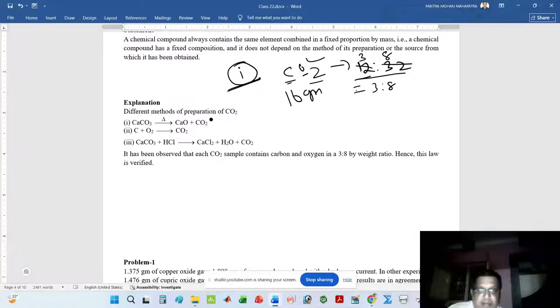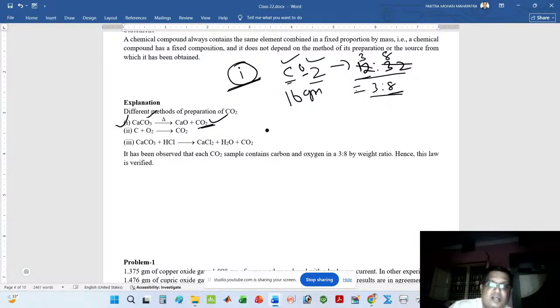And I am thinking about this carbon dioxide, the carbon dioxide prepared by using the first method. In the first method, carbon dioxide is produced, and it maintains a fixed ratio of carbon and oxygen. In the first method, carbon dioxide is formed from calcium carbonate. If you want to check the ratio of carbon and oxygen in the carbon dioxide molecule, then the ratio is 3 is to 8. Clear?